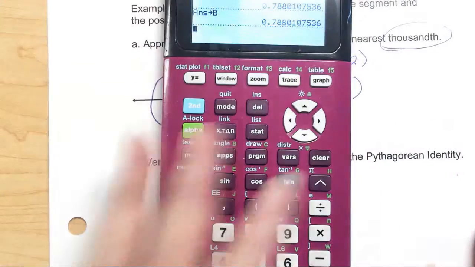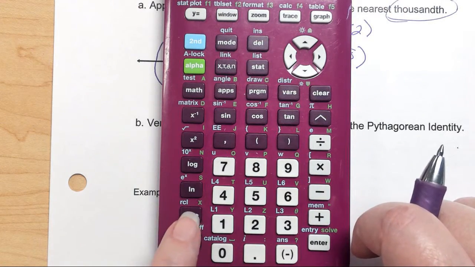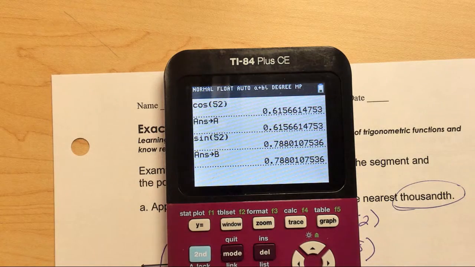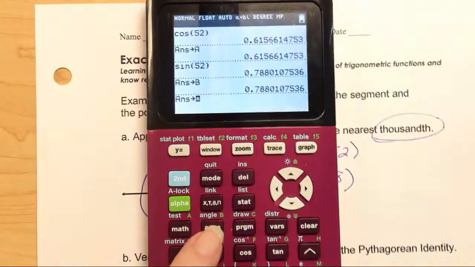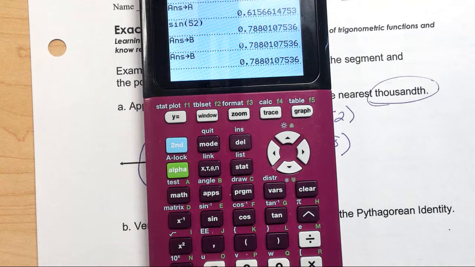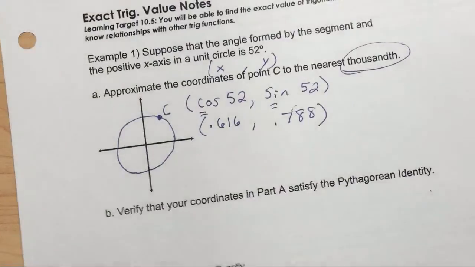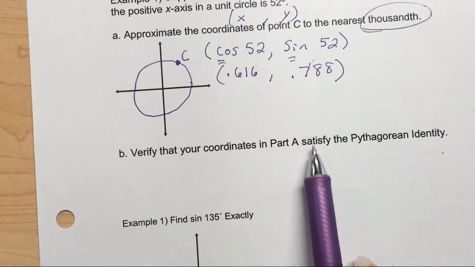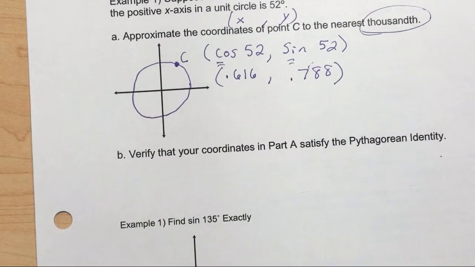The store key is down here right above the on. It says store. So you hit store and then alpha. So I would go store and then alpha B. I'm going to be saying the letters in a little bit, so you'll just have to remember what letter you used. Were you able to store it? Okay.